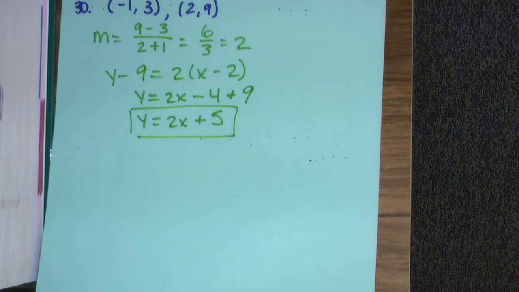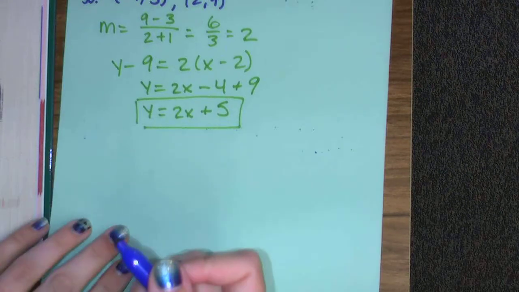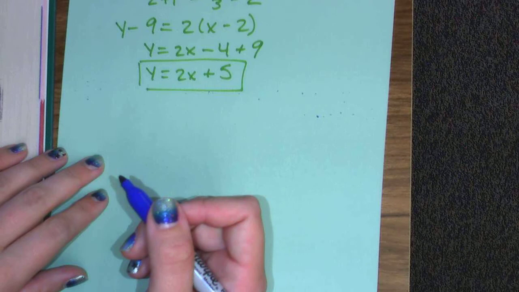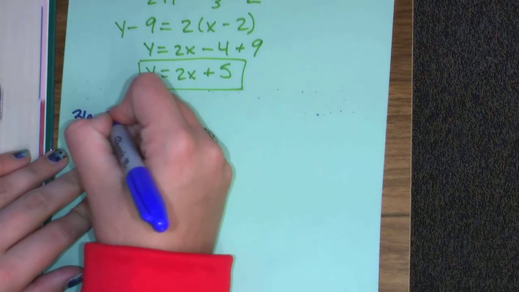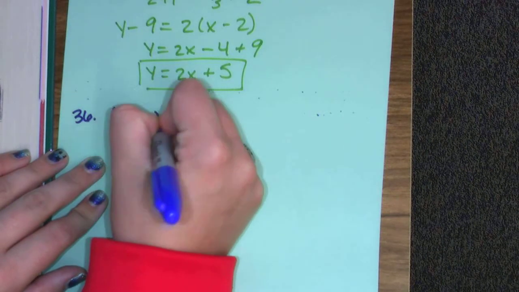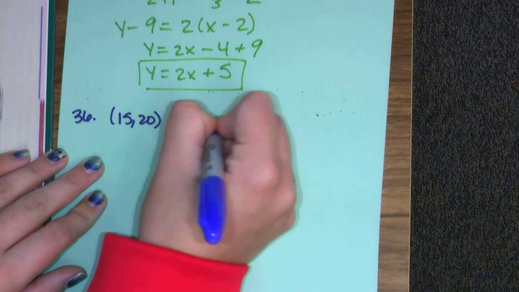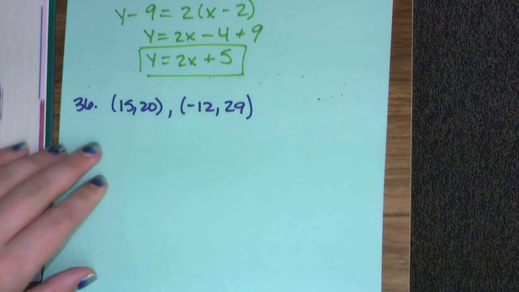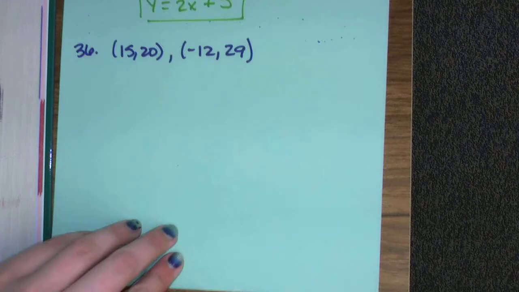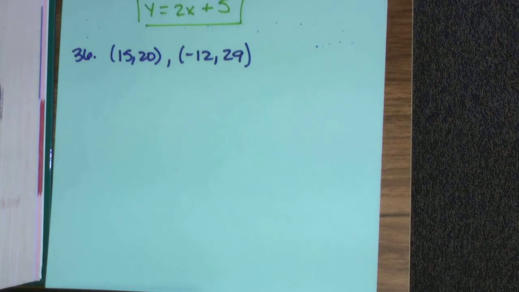Alright, I'm going to give you guys one to try, and then I'll walk around and see how you do with it, and then I will give you guys some to work on. Alright, the point 15, 20, and negative 12, 29. So work on that one on your piece of paper. I'm going to come around and look at it.